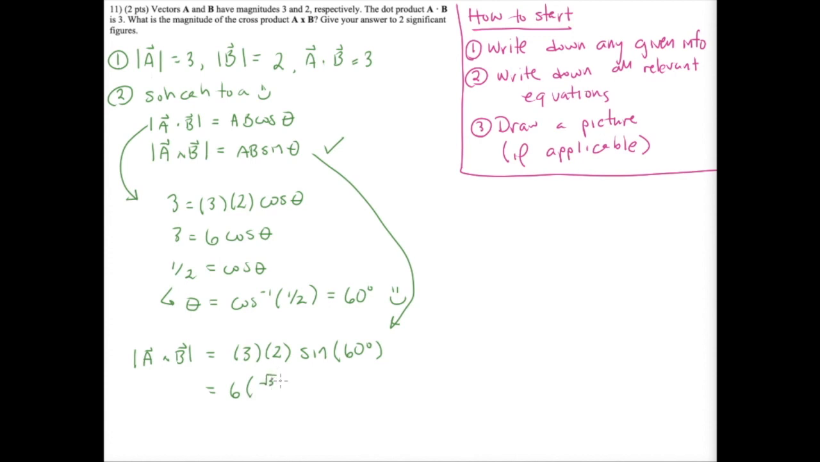So 3 times 2 is 6, and sine of 60 is root 3 over 2. And we're asked to give the answer in 2 significant figures, so I'm rounding here on my answer. So 6 times root 3 over 2 is 5.20 approximately.